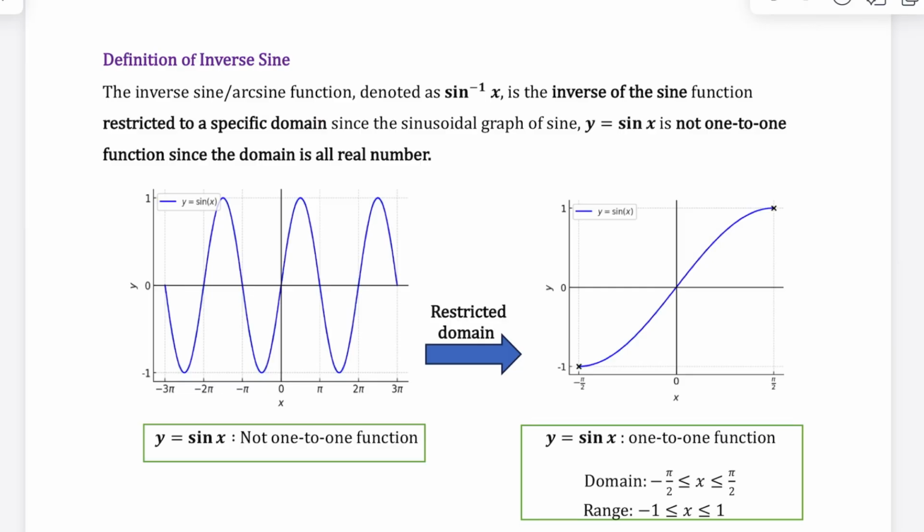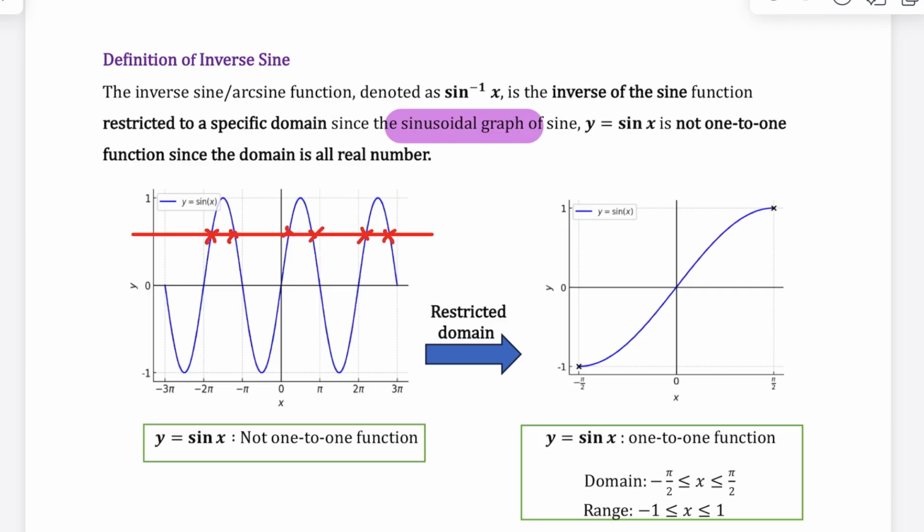So first of all, let's see inverse sine. This is the graph of sine, y equals sine x. This is a sinusoidal graph. Sinusoidal means that the graph never ends, from minus infinity until infinity. It goes down, up, and like this. So this definitely is not a one-to-one function, because with the horizontal line test, it will touch at more than one point. In order to make it one-to-one, we need to restrict the domain.